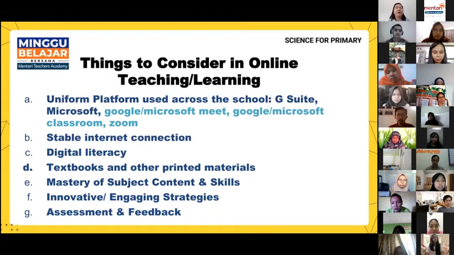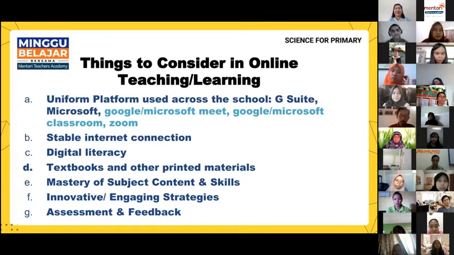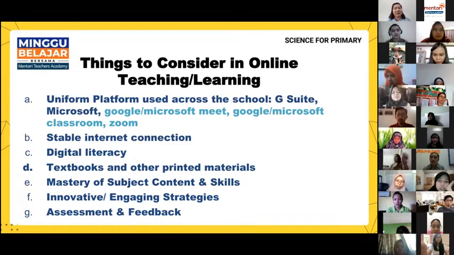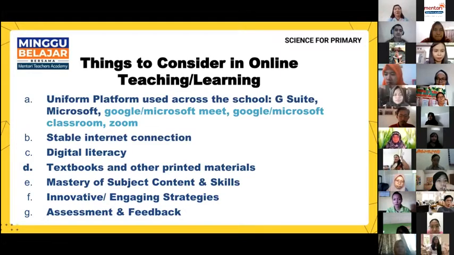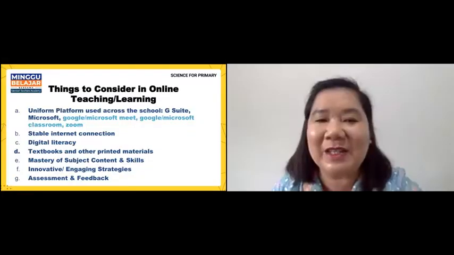Letter B, and this is very important, is a stable internet connection. I hope everyone now has an internet connection that is really stable, so that we can really interact well. In some cases, if the internet connection is not stable, students will see your face frozen. You are not moving at all. And worse is if the students see your screen, because you're sharing a screen with them, right?